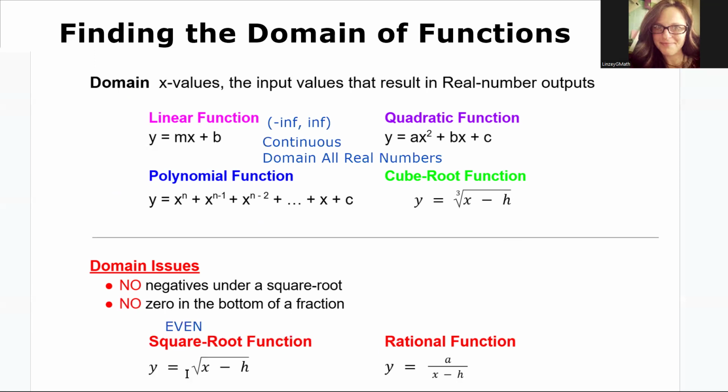We don't want to take an even root of a negative number. So we need to make sure that whatever's under a radical, an even root, needs to be greater than or equal to 0. And then a rational function, we can't divide by 0. So no 0 in the denominator of a fraction. If we substitute an x value that results in 0 in the denominator, we need to exclude it from our domain.